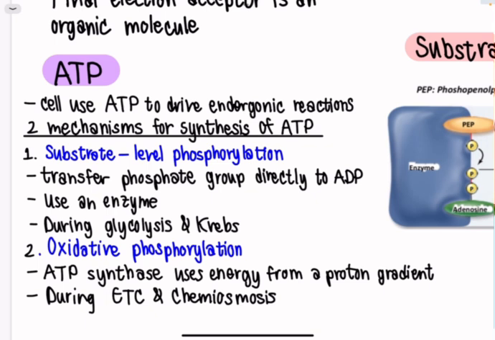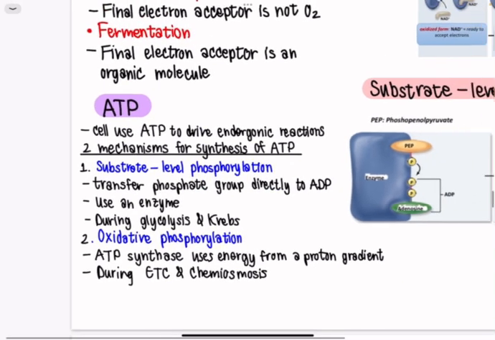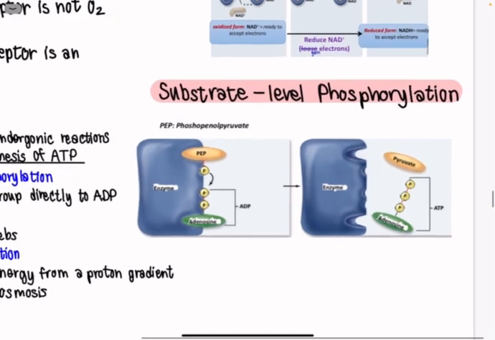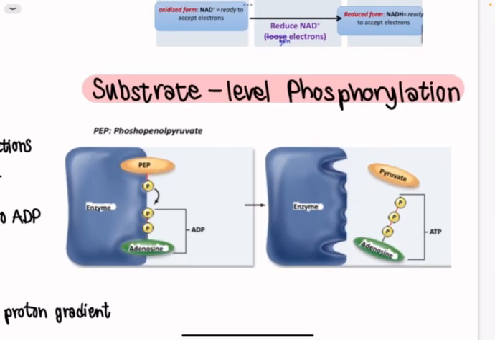Oxidative phosphorylation: ATP synthesis uses energy from a proton gradient during the ETC and chemiosmosis. And this is substrate-level phosphorylation.